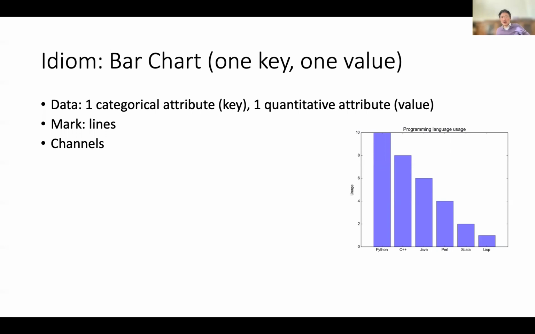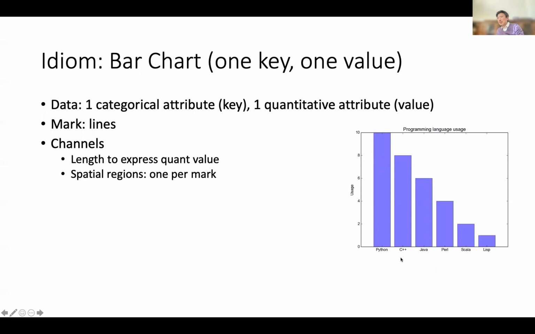And in terms of the channels, we would have the length of the mark, which is a line, to represent one quantitative value, which is shown on the y-axis, and then the position on the x-axis to show the value of the key, usually different categories.